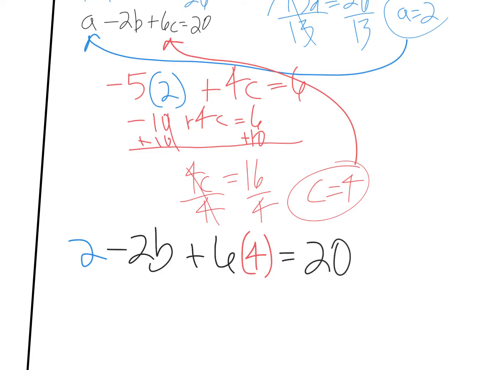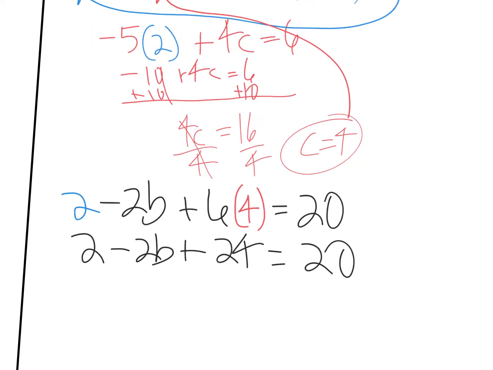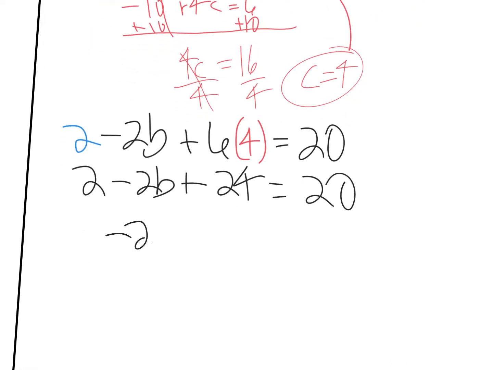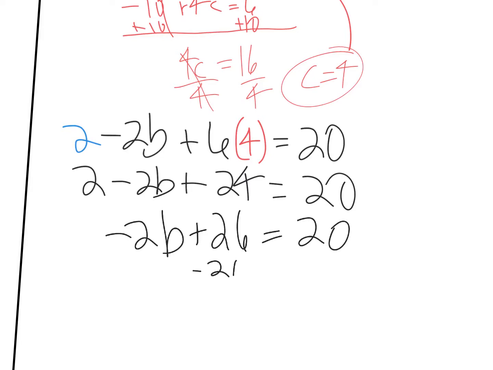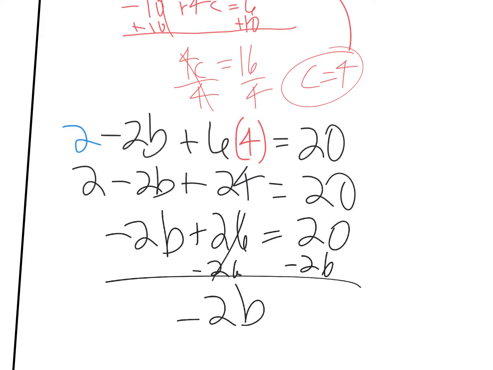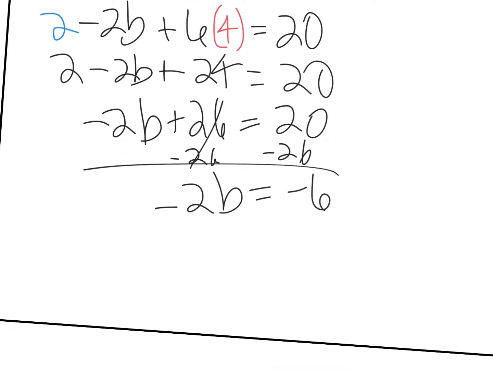I know that 6 times 4 is going to make 24, and so I have 2 minus 2b plus 24 equals 20. Combine your like terms of 2 and 24, and you're going to get negative 2b plus 26 equals 20. We could subtract 26 from both sides, and I'm going to get negative 2b equals negative 6, and I'll divide both sides by negative 2, and then I will get b equals positive 3.